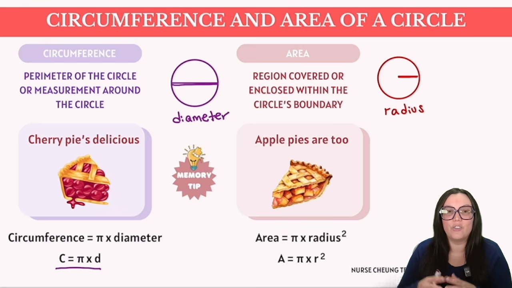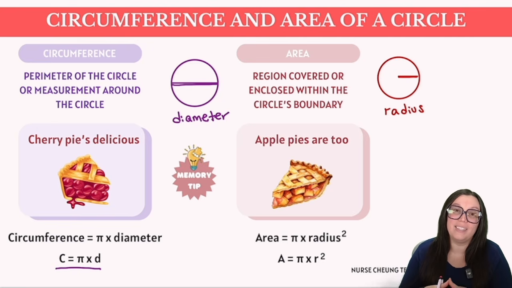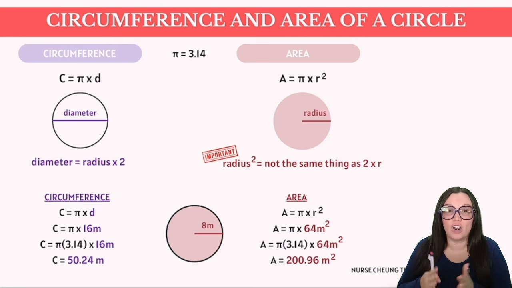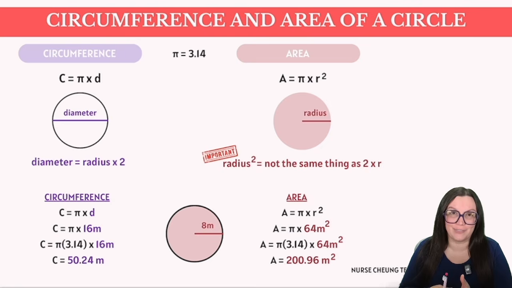An easy sentence to remember this equation is "Apple pies are 2," where the A in apple is our area, the pi is of course our pi, the R in "are" is our radius, and the 2 is going to be the square in our equation. A crucial point to remember is that r squared does not mean 2 times r. This is frequently misunderstood among TEAS test takers who first learn to calculate area of a circle.